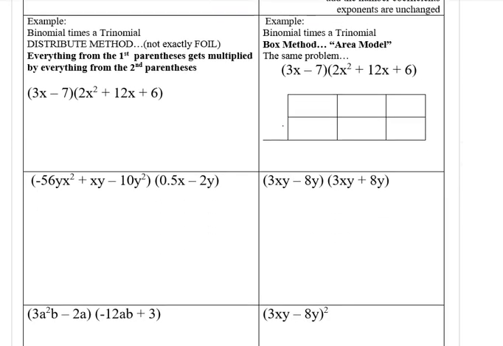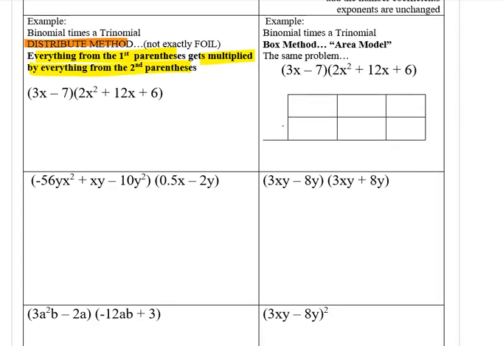Alright, next one. So the next one is when you have a binomial and a trinomial, a 2 times a 3. You're going to use the distribute method. There are two methods. I'll show you the distribute first. This is like FOIL, but it's not. FOIL means you have a 2 and a 2. This one here is a 3 and a 3, but it's kind of the same thing where everything from the first parentheses gets multiplied to everything in the second.